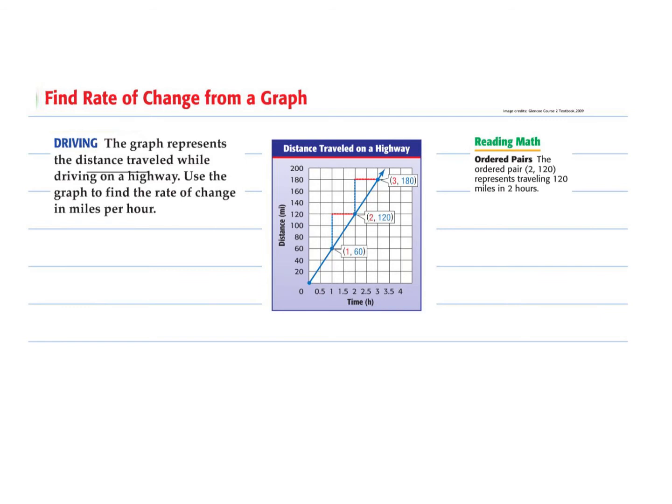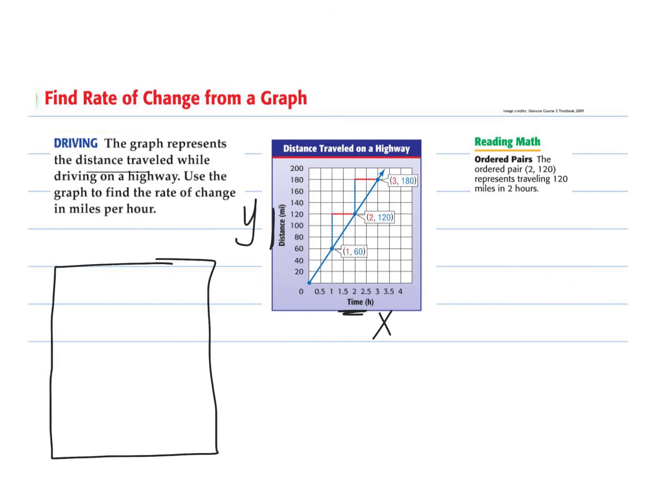Instead of having our data being given to us in a table, it is shown to us in a graph. So this graph represents the distance traveled while driving on a highway. Use the graph to find the rate of change in miles per hour. If we're looking at our graph, we can see that time is on the bottom here, and the bottom horizontal line is our x value. Distance is on the left here, and the vertical line on the left is our y value. So what we can do is actually create a table because we're given our points on the graph. Therefore, we have the information that we need.